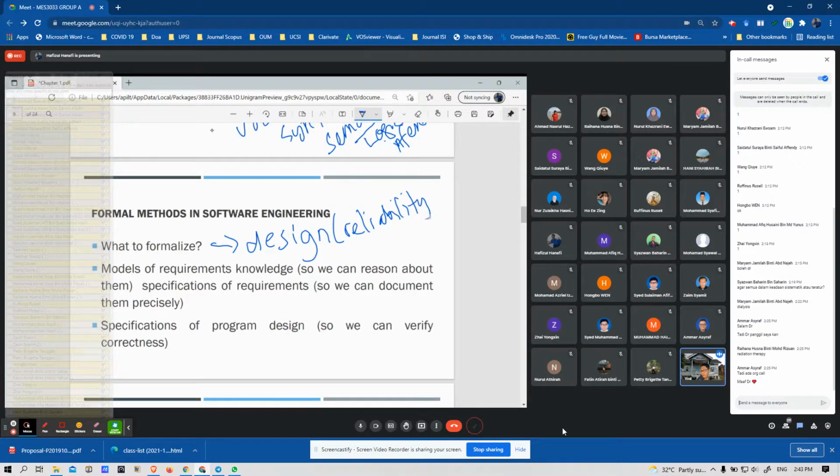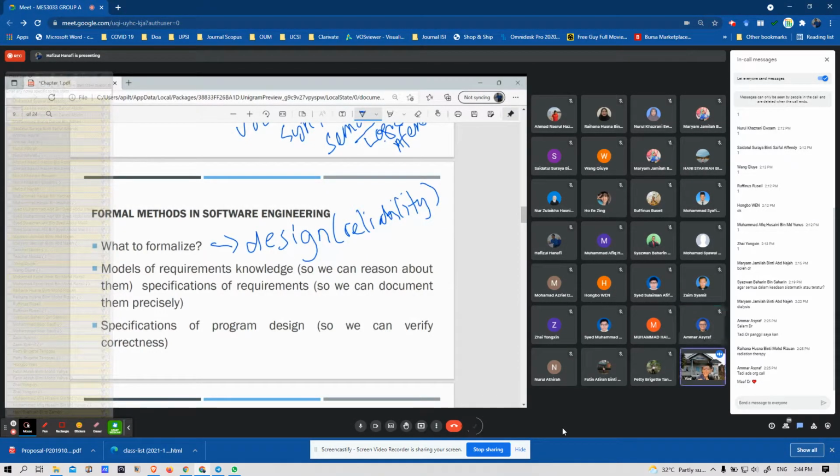Can you read my writing? Boleh baca ke? Boleh. Sorry for that, tulisan cakap ayam.